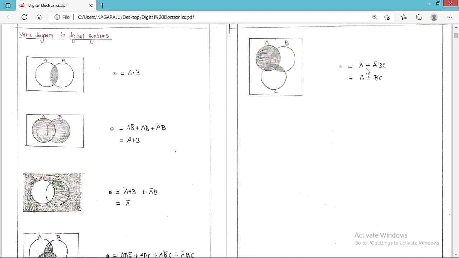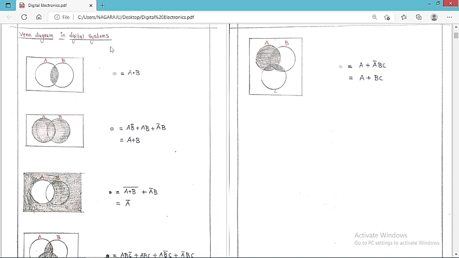I already told you A plus A bar B is equal to A plus B. So with the help of the basic principle, we are going to get A plus BC, because A plus A bar B is equal to A plus B. So with the help of conjugate, we write B and we get A plus BC. This is the thing that you always have to keep in your mind. This is basically the simplified expression for this representation.